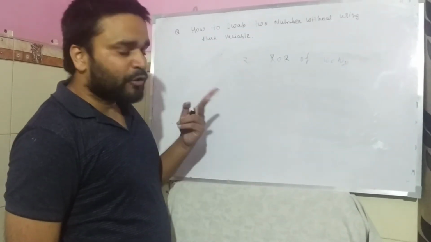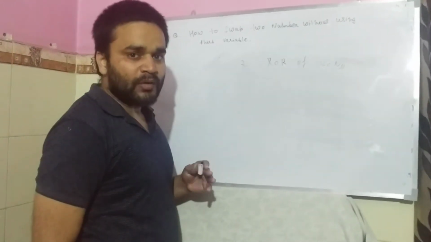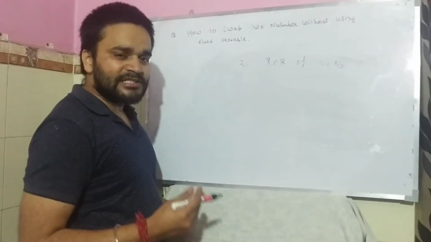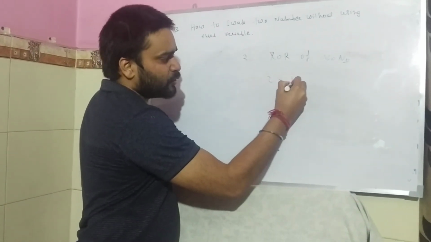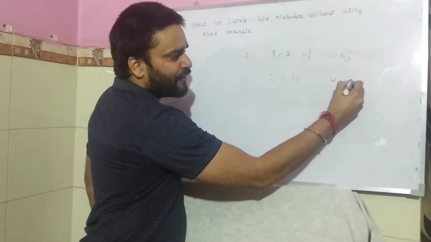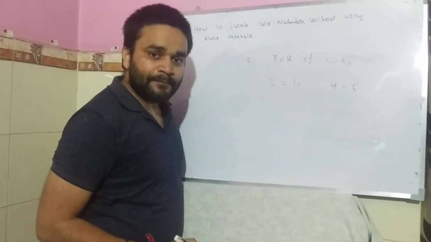We know that if two bits are the same, then the XOR value is 0, otherwise it is 1. So in this approach we will solve this problem. Our numbers are x is equal to 10, y is equal to 5. We have to swap these two numbers. Let's take the binary of x.